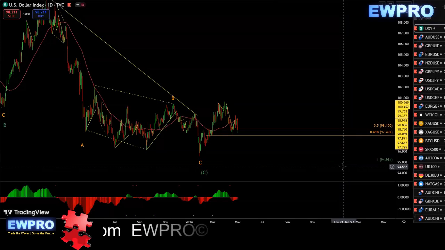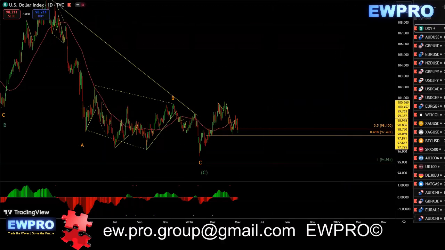Getting straight into the weekly outlook, looking at the DXY on the daily time frame. We got this nice impulse up, so we're looking for some sort of a correction. And then we can look for a buy.